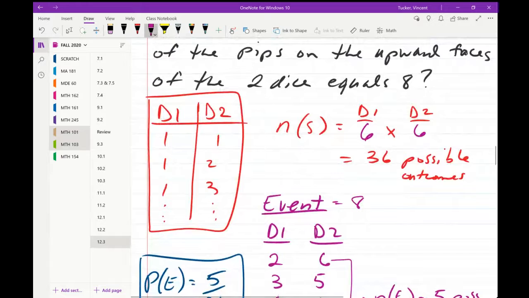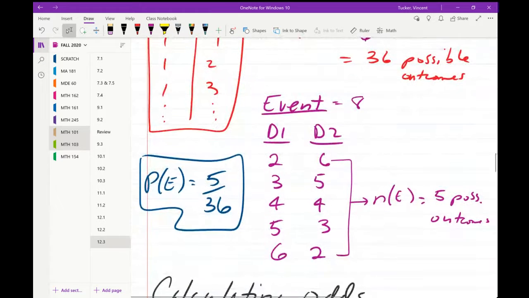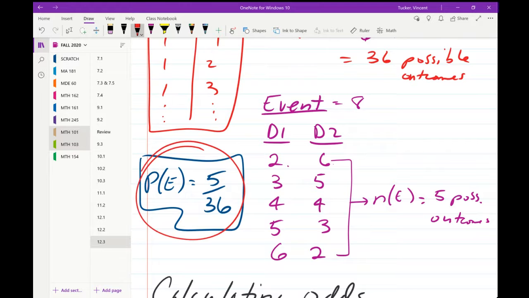So then we want our 2 dice to sum to 8. So we're looking at here, when die 1 is 2, die 2 is 6, then 3 and 5, 4 and 4. And remember, die 1 being 3 and die 2 being 5 is not the same as die 1 being 5 and die 2 being 3. So you have to reverse them. And then the same thing is 6 and 2. So we have 5 possible outcomes. And since we have 5 possible outcomes, you place the 5 over 36. And that's your answer.